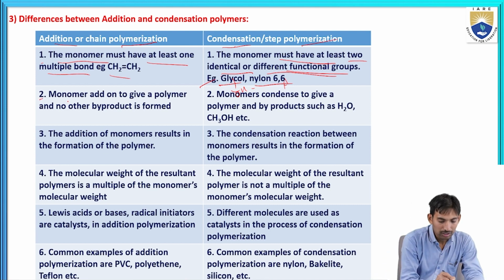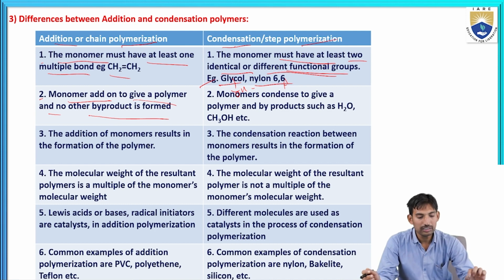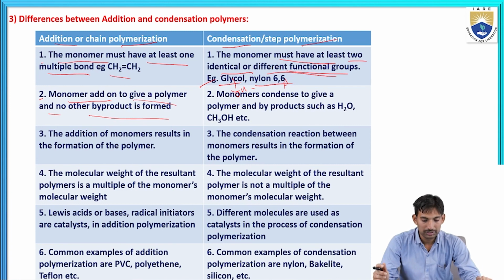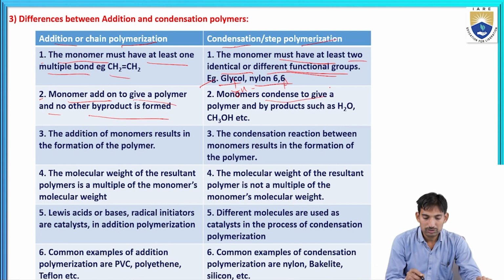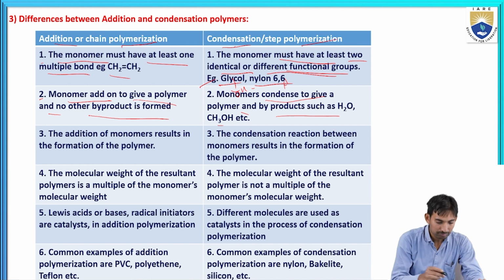The second point is that monomers add on to give a polymer and no other byproducts are formed. In addition polymerization, the monomers are linked together and form a chain polymer, and there is no byproduct formation in addition polymerization. In condensation, the monomers condense to give a polymer, and byproducts such as water, methanol, etc. are formed. In condensation polymers, there is elimination of byproducts.